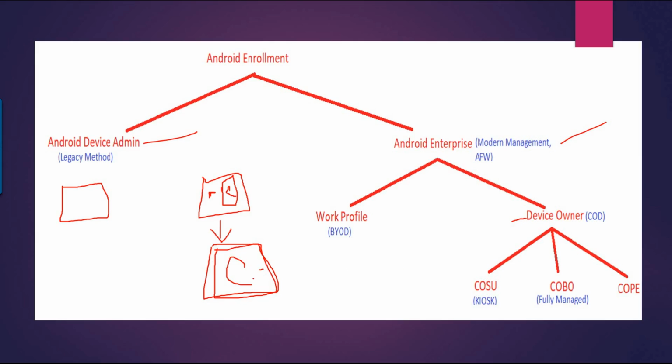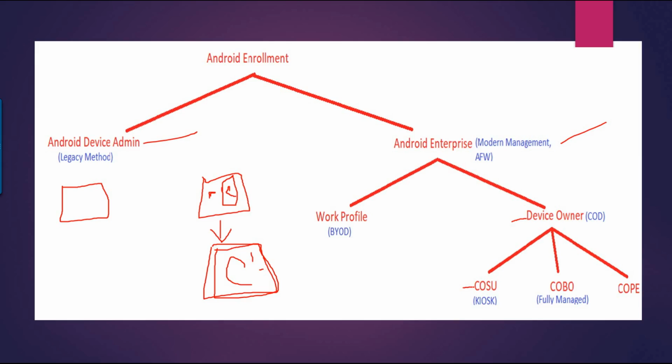Now if this company space is running with only one application, then this kind of setup is called COSU, or company owned single use. It is a kiosk device that you would usually see in theaters while booking your tickets, which runs with only one application, like Book My Show or something like that. And if it is running with multiple applications, then it is COBO, or company owned business only. The device in both cases is fully managed.